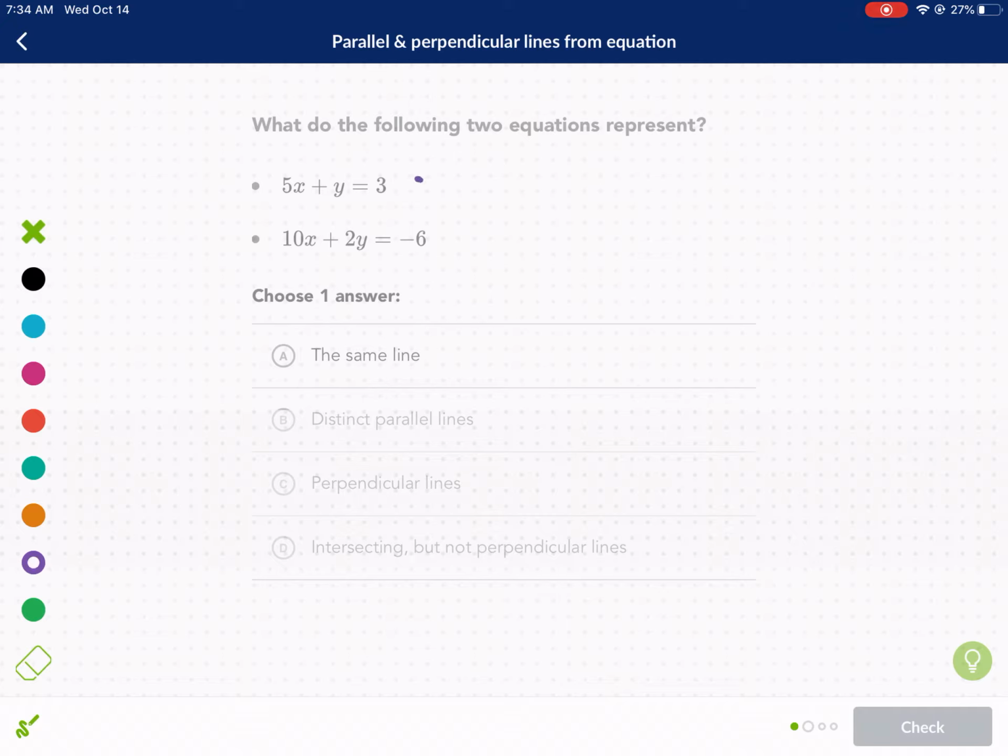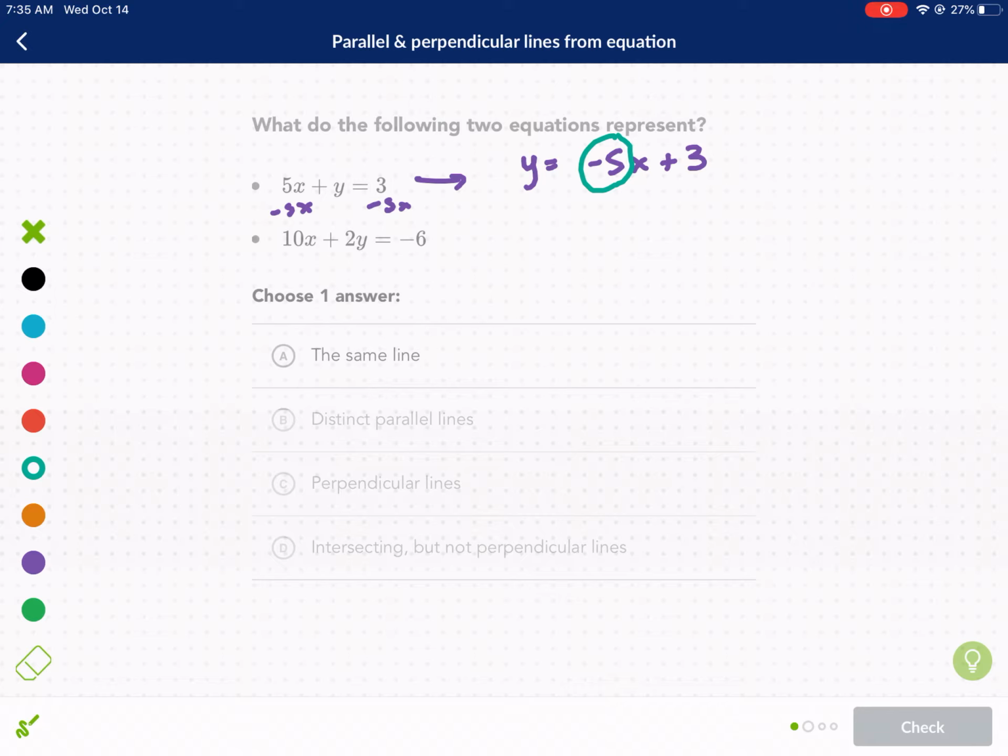The first one's pretty easy because y is already by itself and positive, so we just need to subtract 5x from both sides. And we get y equals negative 5x plus 3. Our slope is going to be negative 5. It's the number in front of x.